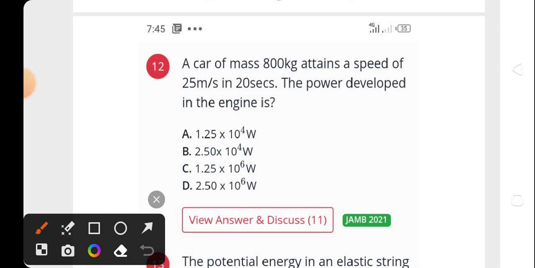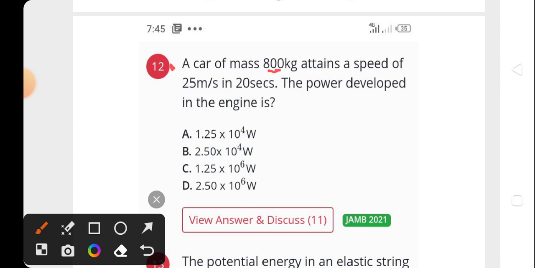So let's read the question. A car of mass 800 kg attains a speed of 25 meters per second in 20 seconds. The power developed in the engine is.